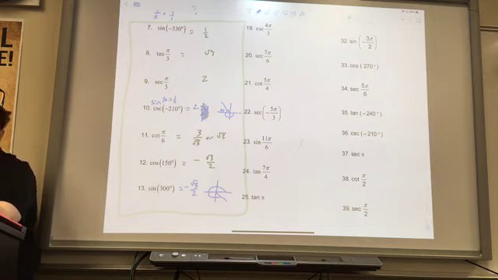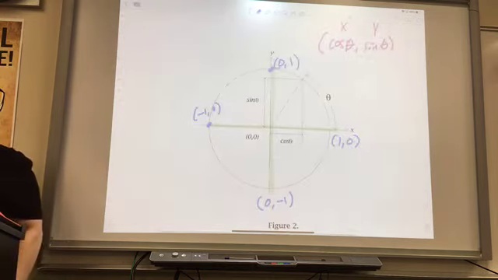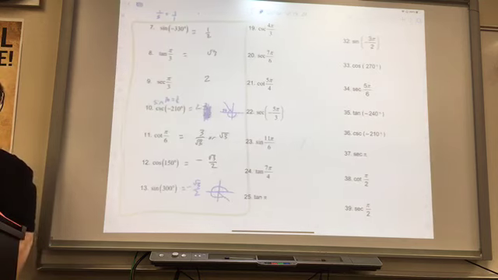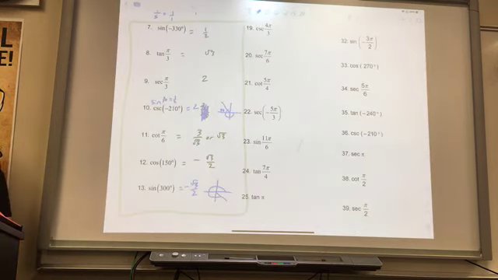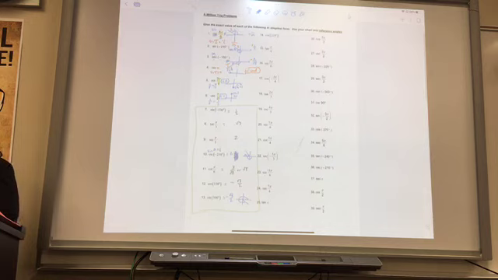Okay, so let's move on. If you want more practice, we will do more practice. Wait. Go back. What's 12? Negative root 3 over 2. Why is it negative? Because it's in quadrant 2, and in quadrant 2, cosine is negative because sine's positive, cosine's negative. Okay, I understand. We will definitely practice more in a few minutes.